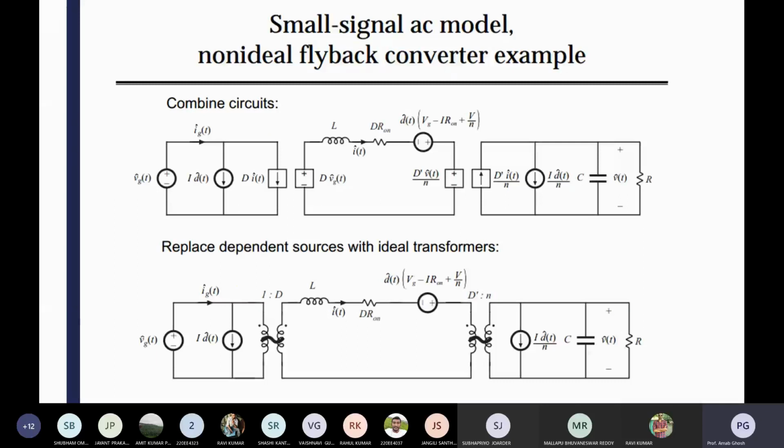So this is the small signal AC model for the non-ideal flyback converter. You have the individual circuits, and now you can combine them. If you combine them, you will get a transformer, 1 to D and D' to N, basically in terms of N. So this is the ideal DC transformer that you have considered here. Finally you get all those expressions by combining the circuits. I think you are able to understand the expressions for the flyback converter.